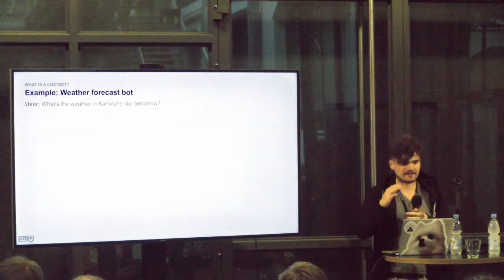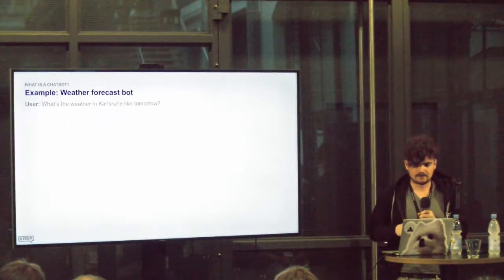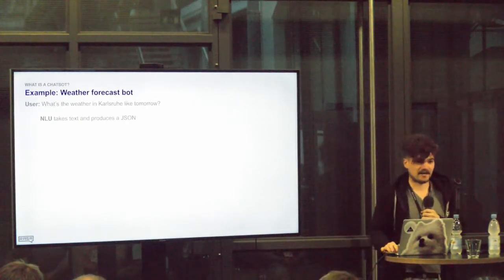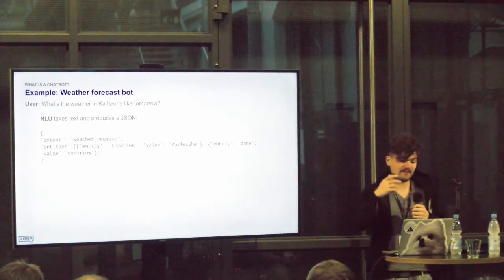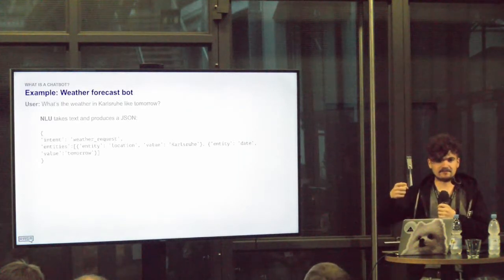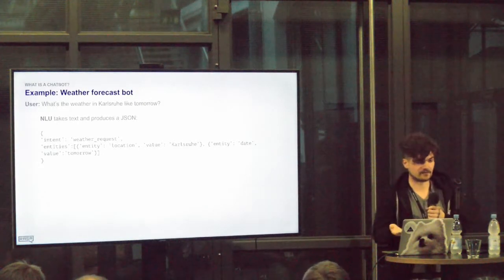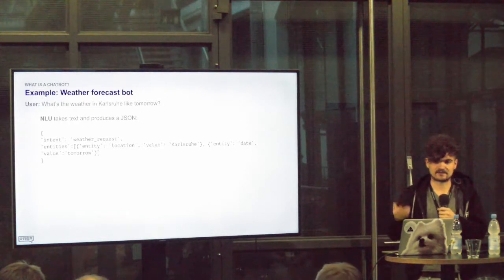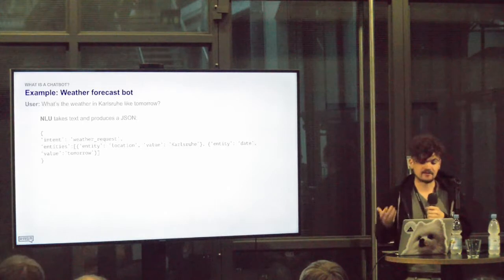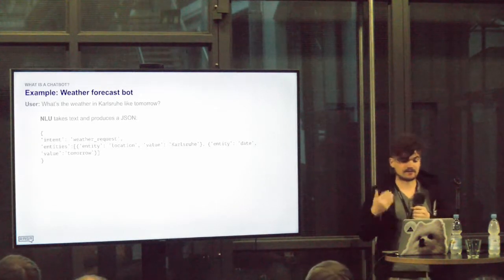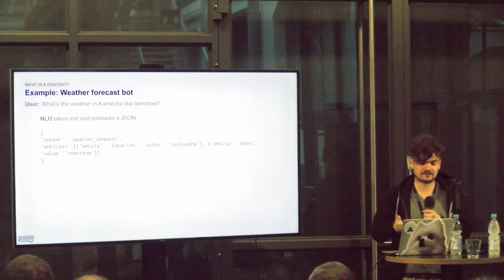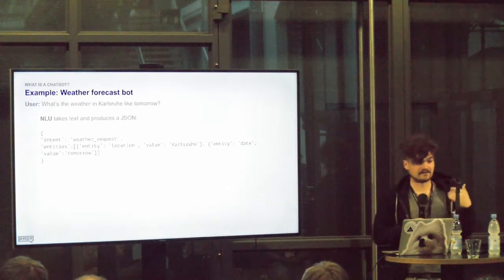Right, so I'm going to have an example to explain what I just said, because it didn't make any sense. Say we have a weather forecasting bot and a user asks it, what's the weather like in Karlsruhe tomorrow? What the NLU will do is kick in and take this text and produce a JSON. It produces what we call intents and entities. The intent means, what did this message try to convey to me? What does the user want? In this case, this person is requesting the weather. But then the entities are the specifications about what that intent is. For example, they specify that they want the location of Karlsruhe. That's one of the entities. And then also that they wanted tomorrow. So that's a date.